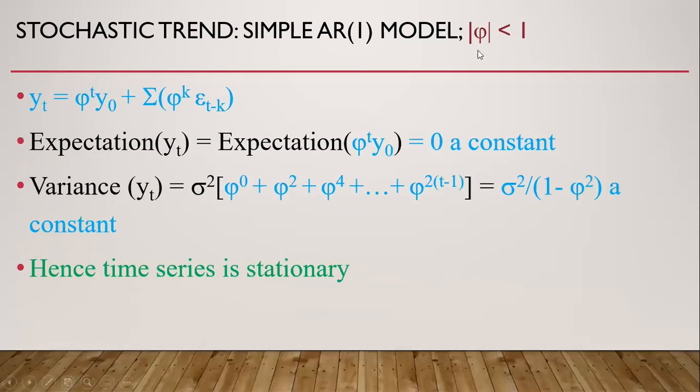So first, let us say the value of the parameter is less than 1. So if the value of the parameter is less than 1, then the expectation of this time series is the expectation of this term. And since this term is constant, the expectation is constant. And the variance of this series is equal to this. And if we substitute this parameter as less than 1, then we get a constant variance. So if the parameter is less than 1, the time series is stationary.